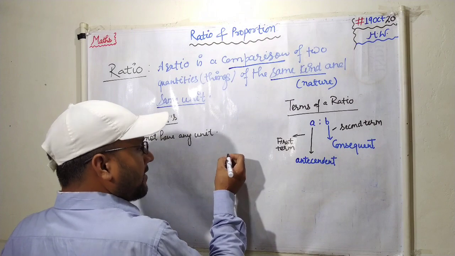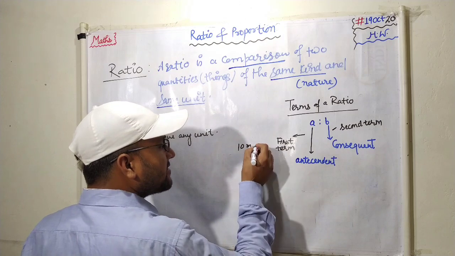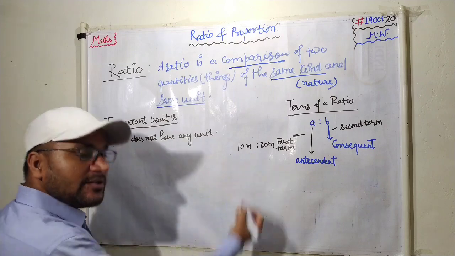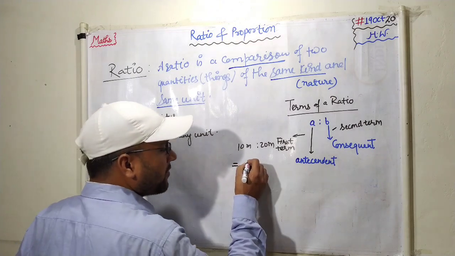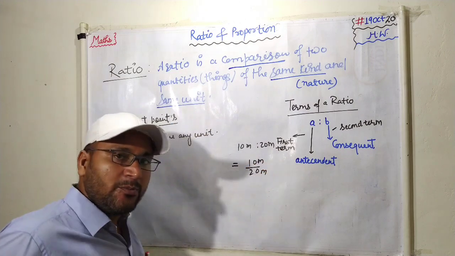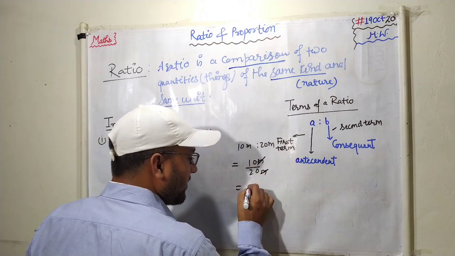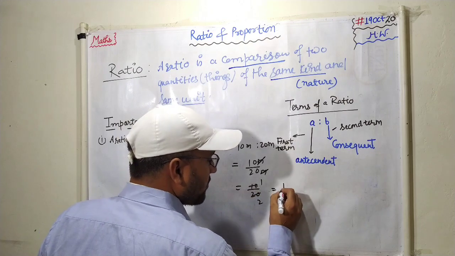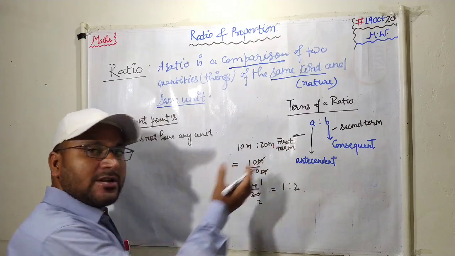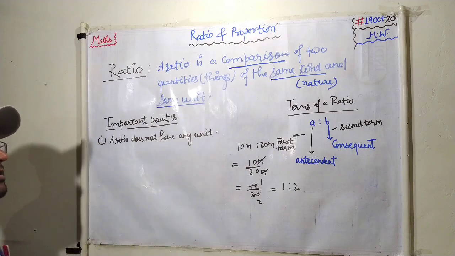Suppose one length is 10 meter and the other is 20 meter, students. If you are comparing these, 10 is to 20, you will write the first quantity divided by the second one. This is meter and this one is also meter. The same unit cancels out, and you get 10 upon 20, that is 1 and 2. You get the ratio 1 to 2, which means there is no unit, because if they are in the same units, they have to be removed. So a ratio does not have any unit.